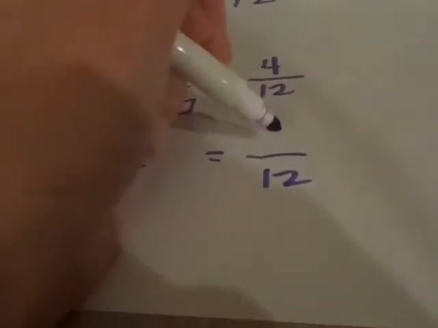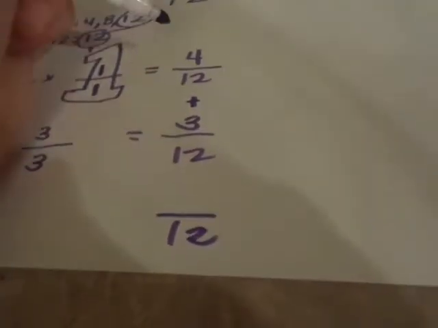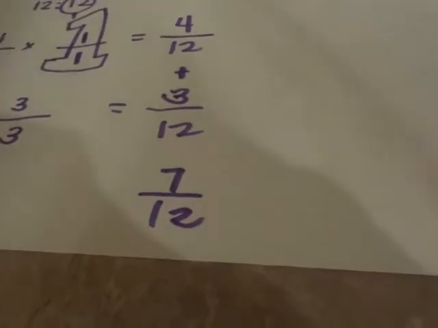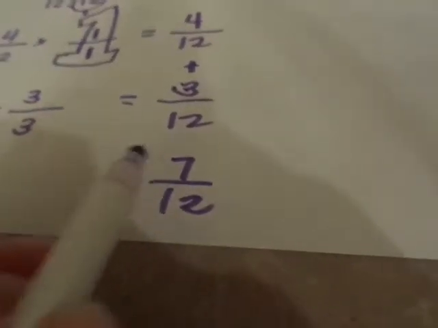Now we're getting from 4 to 12. What do we multiply by? 3. 1 times 3 is 3. So I have to combine these two fractions, 4/12 plus 3/12. When I do that, I keep my denominator the same and add my numerator, 4, 5, 6, 7. So I have 7/12. This fraction represents how much Kylie ate.